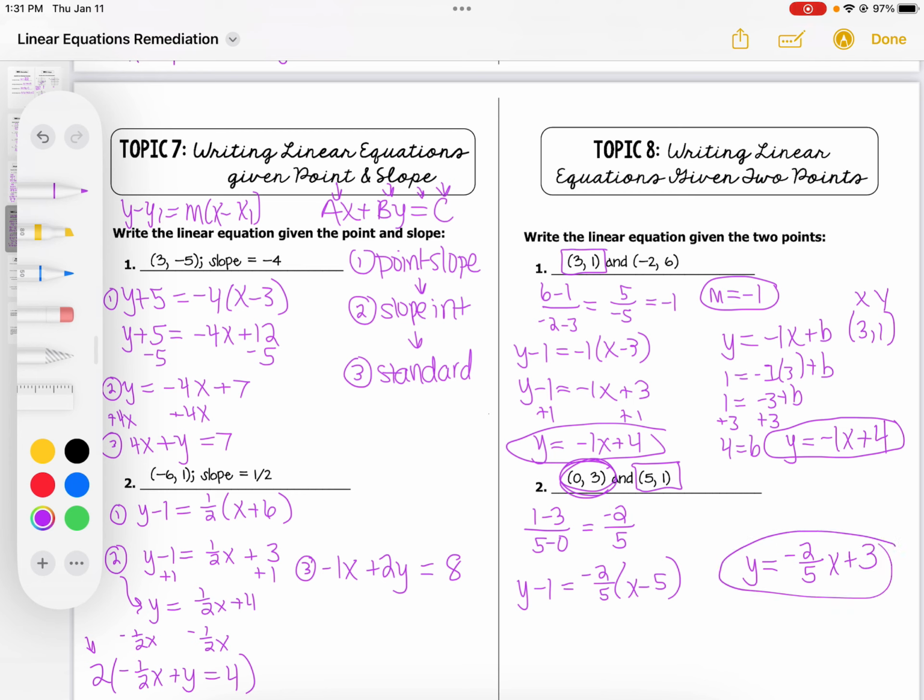You could also take your equation that you made in point-slope form and solve it for y. Y minus 1 equals negative 2/5 x, and this will be plus 2. You then add 1 to both sides, and you're going to get the same thing. Y equals negative 2/5 x plus 3.